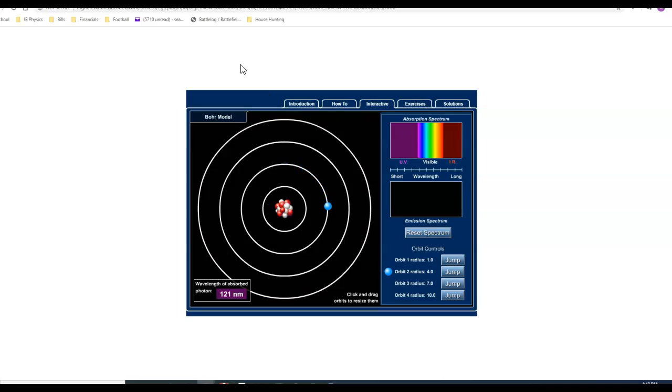Now, because energy has to be conserved, the energy that the electron loses has to go somewhere, and it's actually released in the form of a photon. Okay, so I'm going to make the electron jump down from level 2 down to level 1, and when it does that, you're going to see a photon emitted. Here we go. There we go.